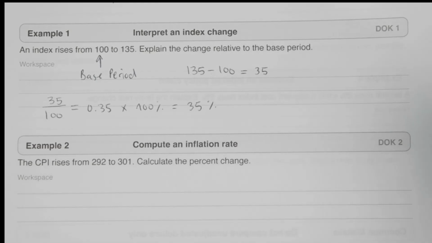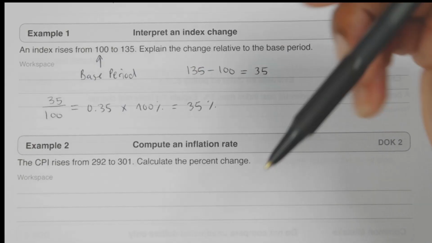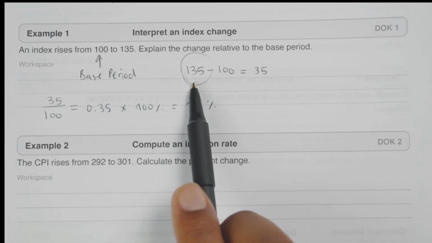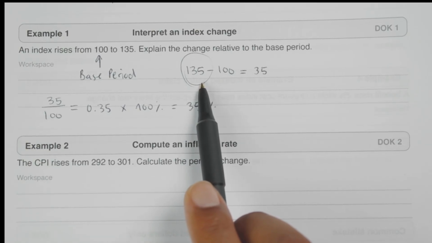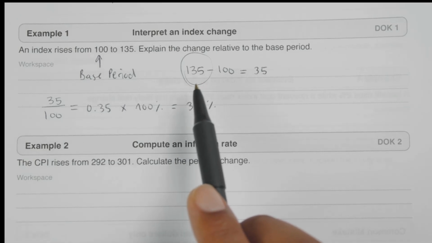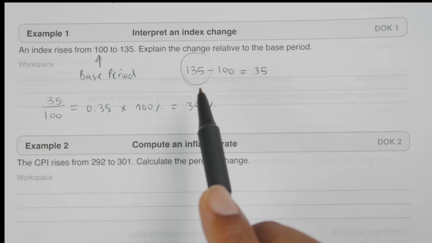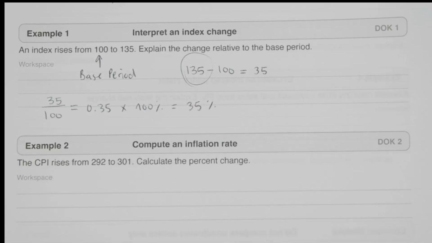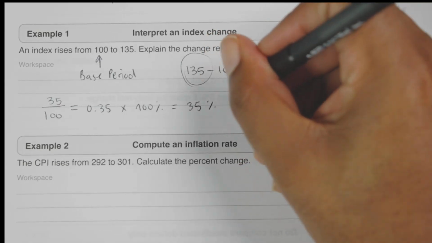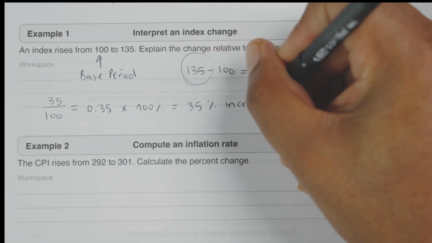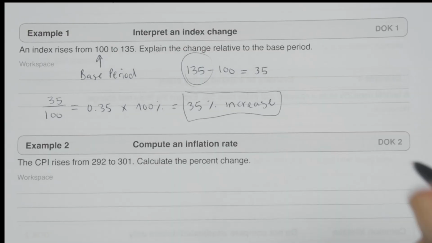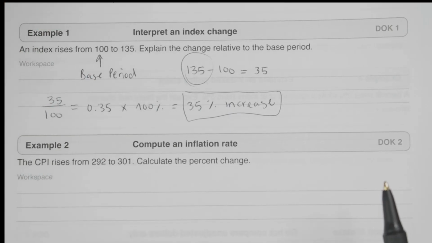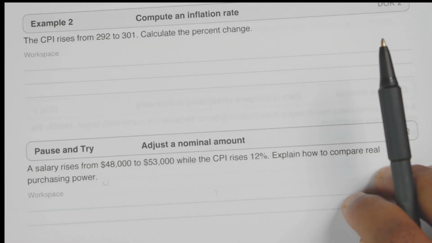So notice something important. An index rise from 100 to 135 does not mean that there was a 135% increase. It means that the current value is 135% of the base value, which corresponds to a 35% increase. So a 35% increase, not a 135% increase. And that's important.